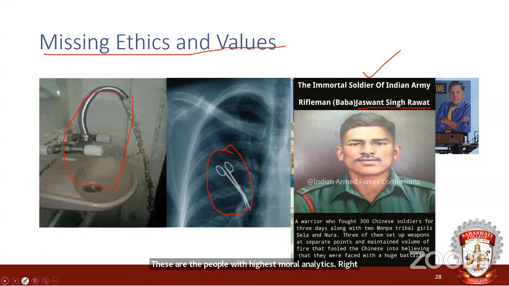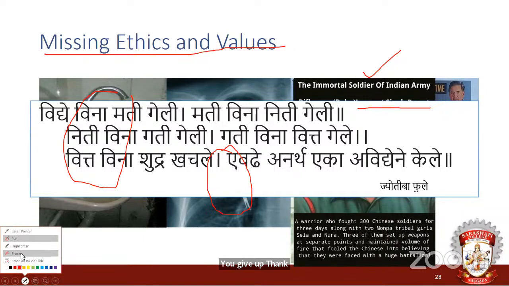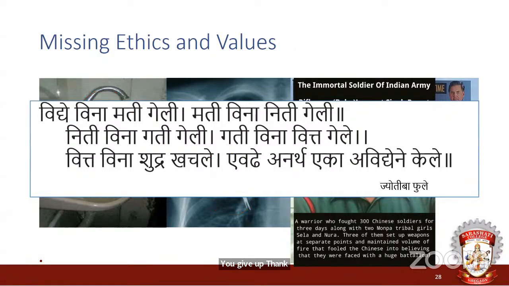So, Jyotiba Phule said, I think it is well explanatory. I need not explain this line. Vidyevina mati gelI, mati vina niti geli, niti vina gati geli, gati vina vitta gele, vitta vina shudra khachale, evadhe anartha ek avidyene kele. Okay? So, education with ethics.